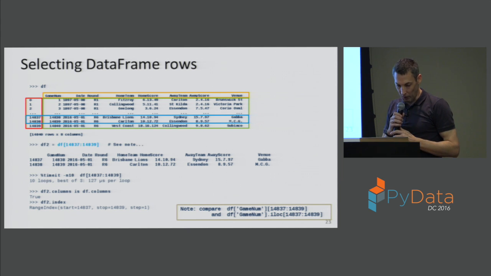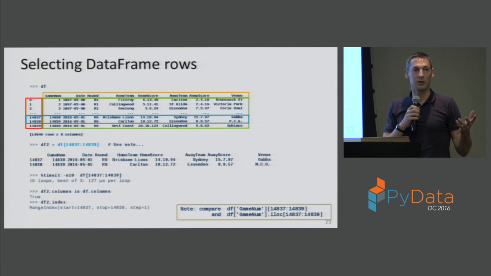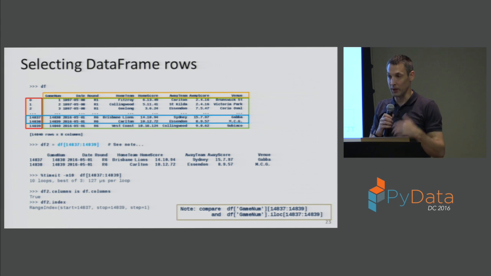The row index for our new smaller data frame is also a range index object, and it knows that it has a new start and a stop, so it's been able to build that really quickly from the other one.